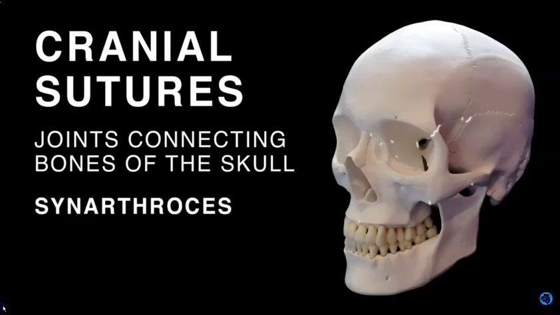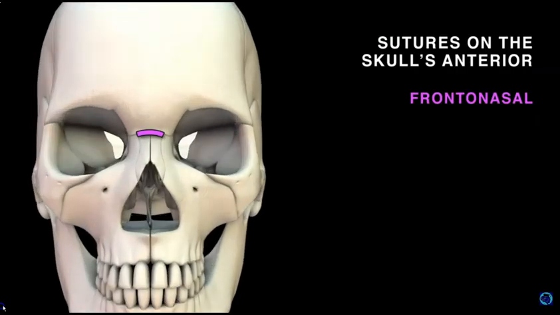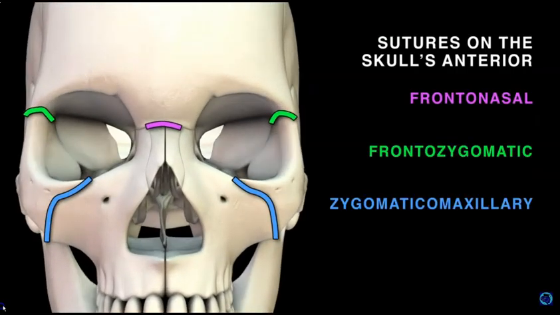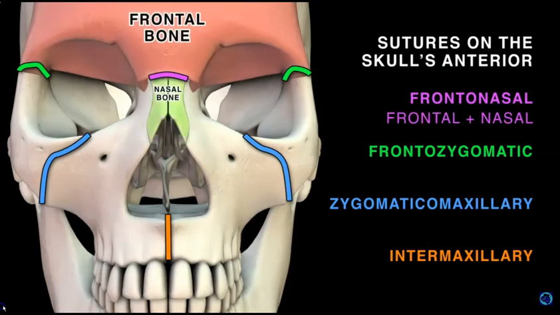These joints are synarthroses, meaning they have no movement. The sutures seen on the skull's anterior include the frontonasal suture, frontozygomatic suture, zygomaticomaxillary suture, and intermaxillary suture. The frontonasal suture links the frontal and nasal bones.